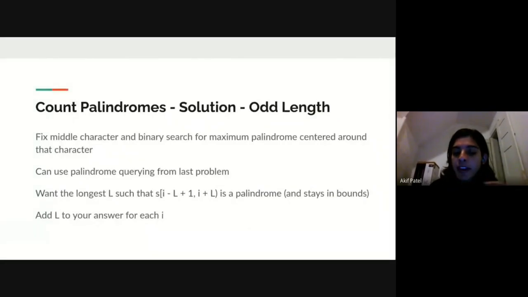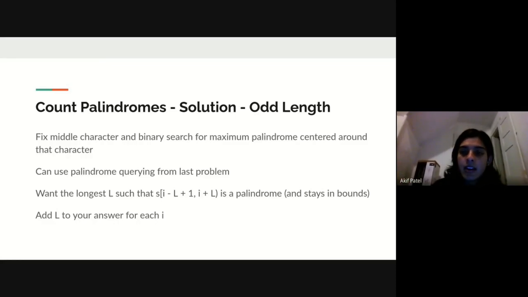So if you have a palindrome of length 5, going 2 on each side of the middle character, then going out only 1 is also for sure going to be a palindrome. And conversely, if going out 2 on each side doesn't make it a palindrome, then going out any more cannot make it a palindrome. So it's monotonic in that way, and you can binary search.